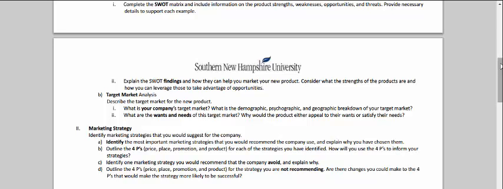You're going to explain why you've chosen them and then outline the 4 Ps, the price, place, promotion, and product for each of the strategies you've identified. And you'll talk about how you can use those 4 Ps in your strategy. Then you're going to identify one marketing strategy that you recommend that your company avoid and explain why. And again, outline the 4 Ps for the strategy that you're not recommending.